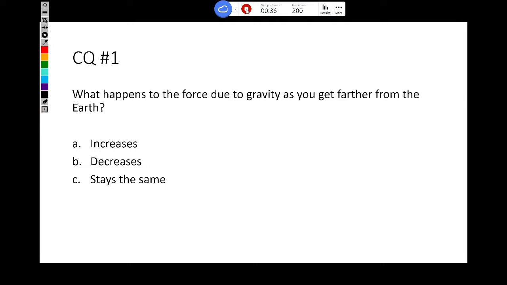All right, 10 more seconds. Go with your gut. And 5, 4, 3, 2, 1. Okay. Look, this is not a trick question, y'all. If you get infinitely far from the Earth, gravity gets weaker, right? Force due to gravity gets weaker. You get infinitely far from the Earth.